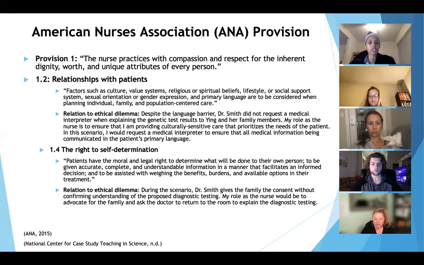Another subsection of this provision is the right to self-determination. And this mostly talks about patients having the moral and legal right to determine what is done through their own person. So this hits back on that autonomy idea, where if you're informed about your decisions, you're able to make better ones. And so they should be given complete, accurate, and understandable information in a manner that facilitates an informed decision. And in this scenario, the consent is given to the family and they sign it without truly understanding. And so our role as a nurse would be to advocate for the family and possibly ask the doctor to return to the room after assessing the family and their expressing that they had some confusion.